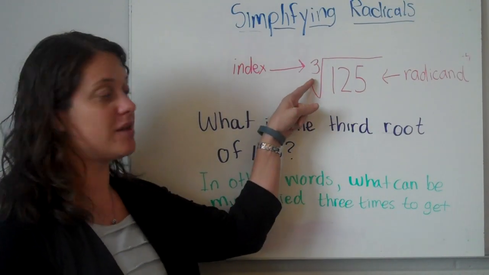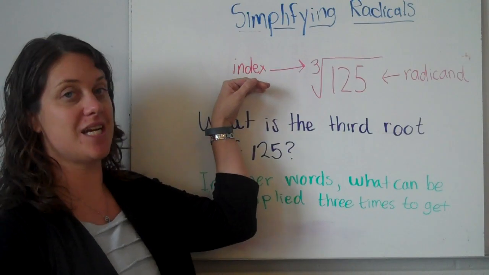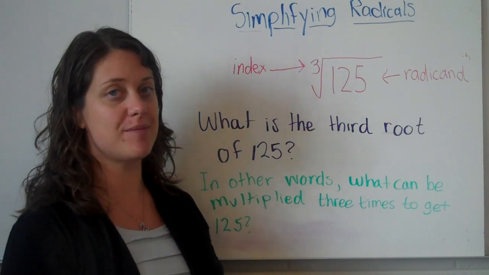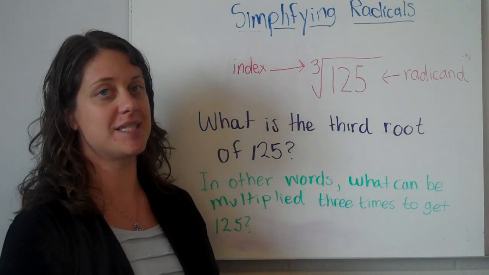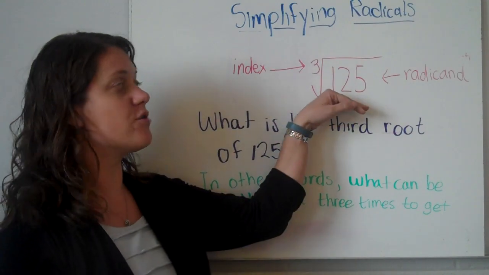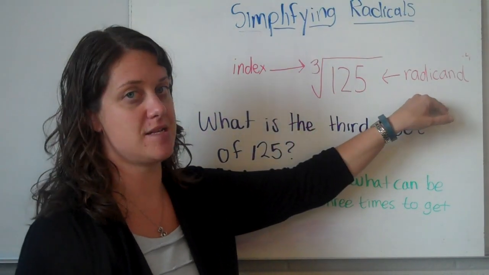Okay, so this little small number, that's called the index. It's important we all use the correct vocabulary so we know that we're talking about the same thing. The number under the radical is called the radicand.